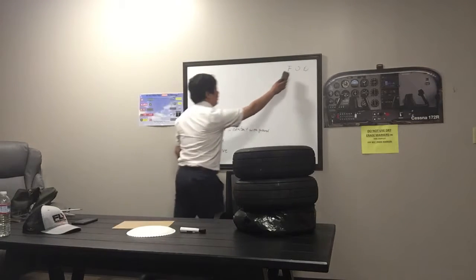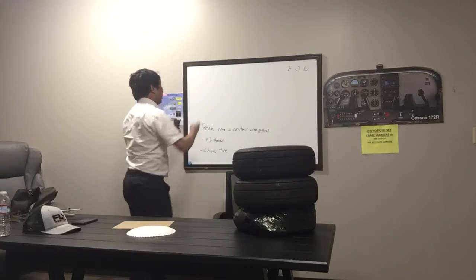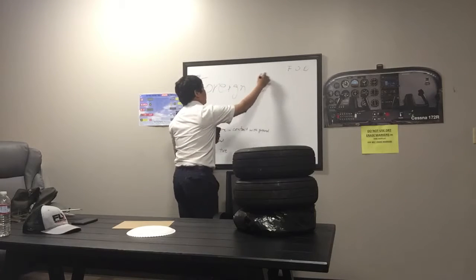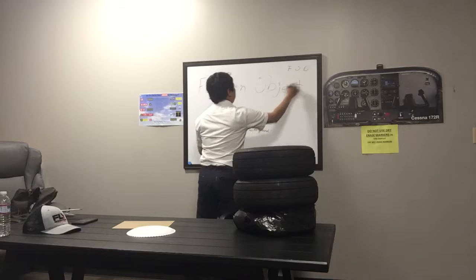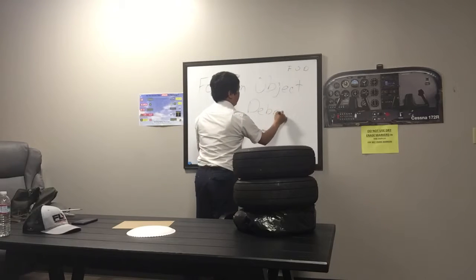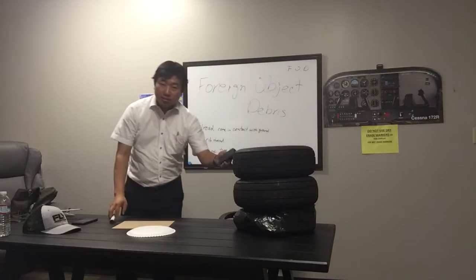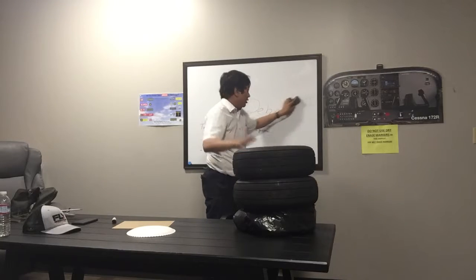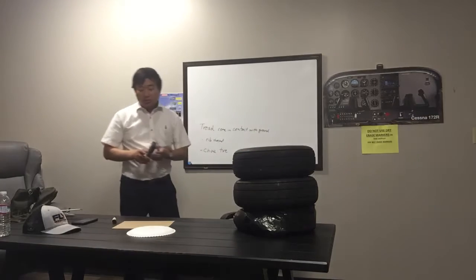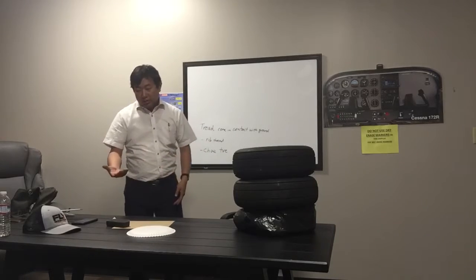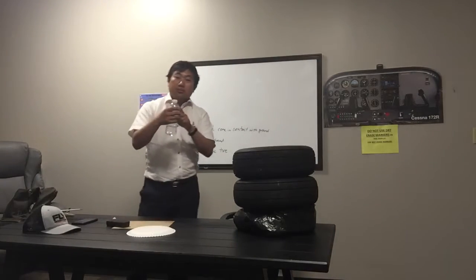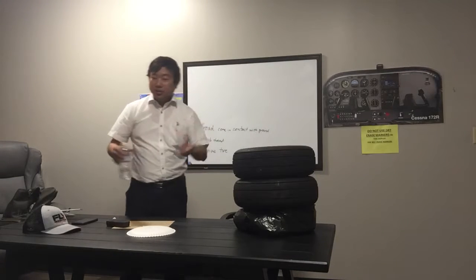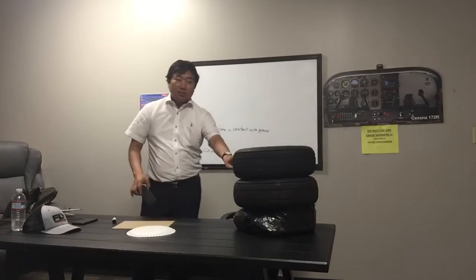There is no FOD. Let me write down: foreign object debris. Make sure that your tire is free of FODs, and also your ramp is free of FODs. Doesn't matter if it's rocks, nails, papers, maybe a bottle cap. Say you just put in one quart of oil, make sure everything stays put in the trash can. Not only for a tire, but for the airport operation.